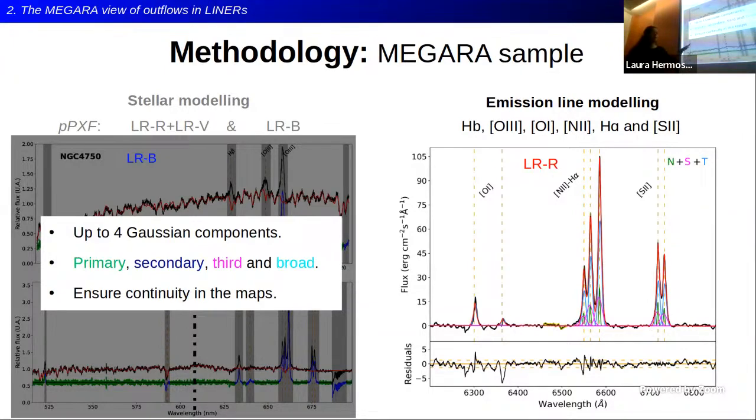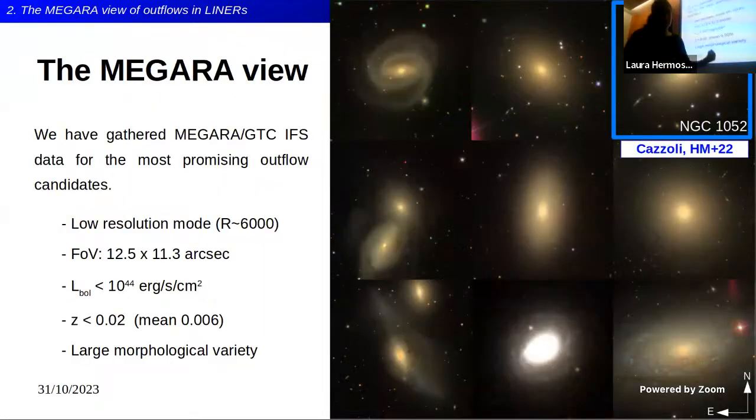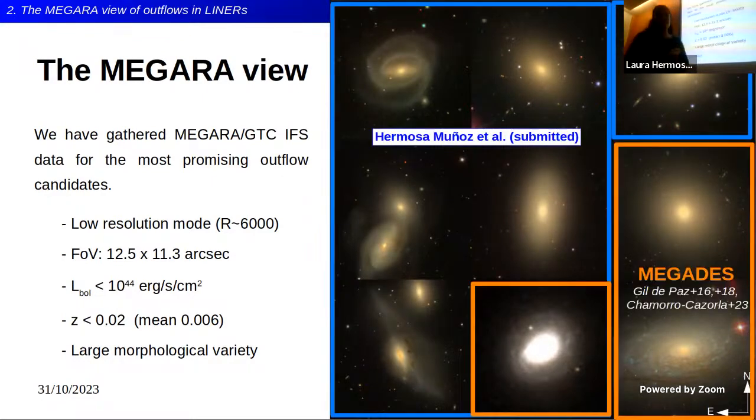And basically we order them to ensure continuity in all the maps. So we started this project with NGC7172, which is a prototypical LINER. It's a work that is already published. And then we continued with the whole sample.